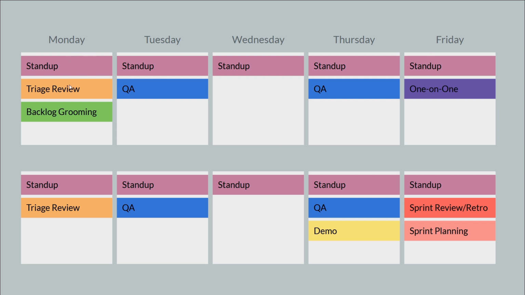On each Monday, we're doing triage review. On the first Monday of the sprint, we will also do backlog grooming. We'll do QA on Tuesdays and Wednesdays. On the Friday, I have a one-on-one scheduled, right?